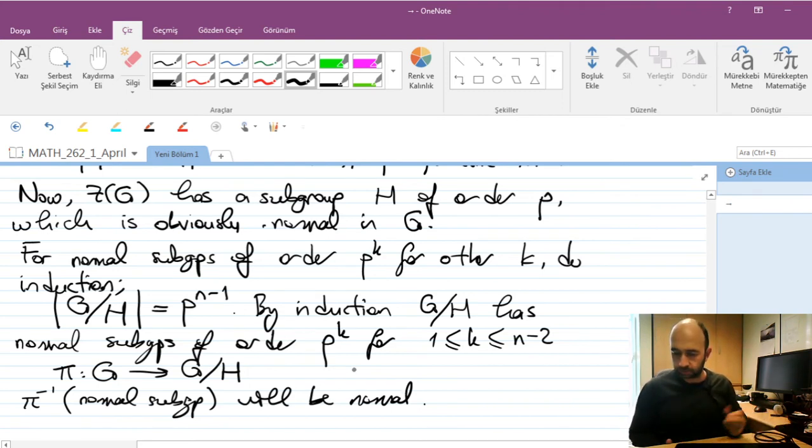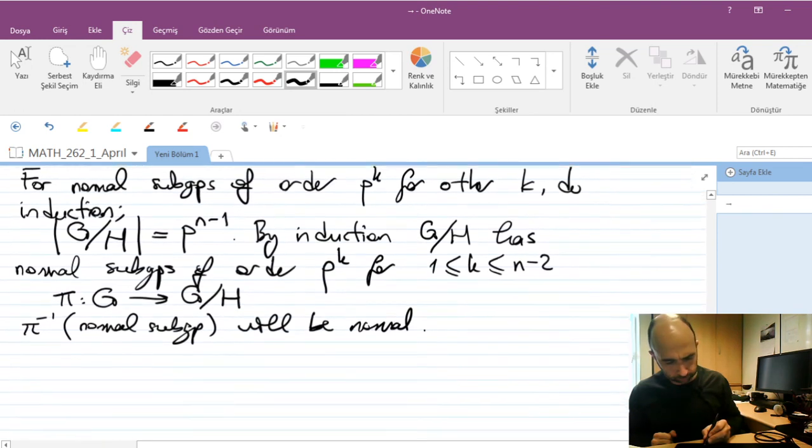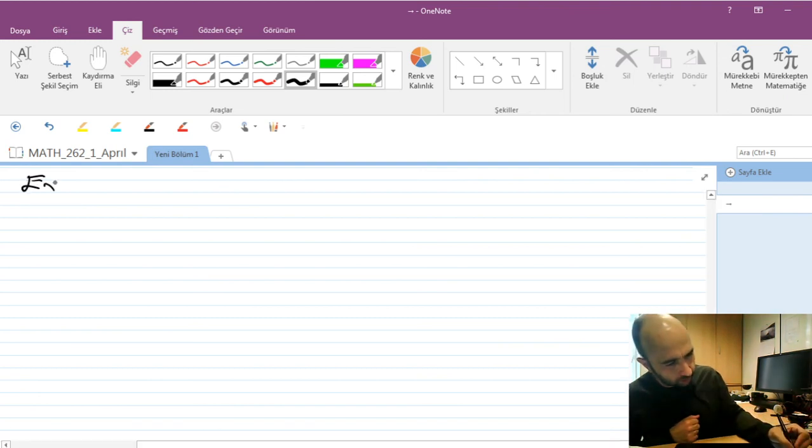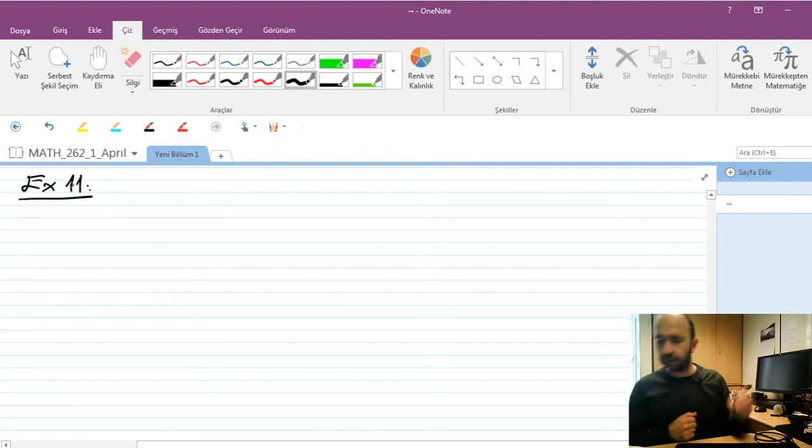Okay, so that in particular proves that you have a normal subgroup of order P to the K for each K, and it also answers the question asked. Okay, now let's solve one more problem. This is exercise 11. Okay, the question is as follows.